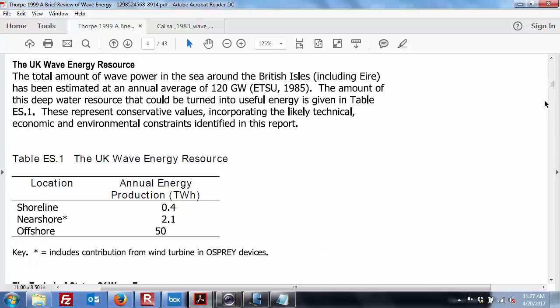Okay. So let's just take a peek at this. So shoreline, near shore, and offshore, and the textbook does a pretty good job of showing those three. We saw the figure with what's way out there, what's close, and what's onshore. So 50 terawatt hours offshore.